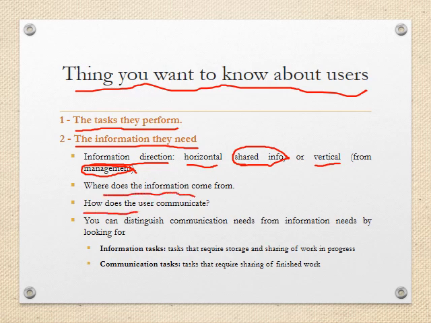How does the user communicate? You can distinguish communication needs from information needs by. There are two types of tasks, information tasks and communication tasks. Information tasks are tasks that require storage and sharing of work in progress, while communication tasks are tasks that require sharing of finished work.